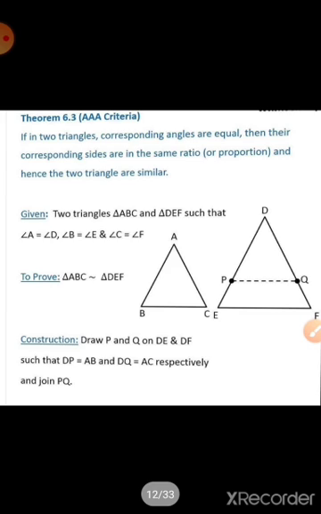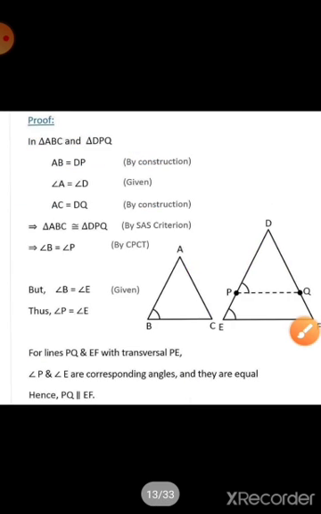To prove that, let us draw a line PQ in triangle DEF such that AB is equal to DP and AC is equal to DQ. So these two lengths are equal and these two lengths are equal. Now if you observe these two triangles ABC and DPQ, AB is equal to DP from our construction, angle A is equal to angle D as given in the question, and AC is equal to DQ, also from our construction. So by SAS congruency, triangle ABC is congruent to triangle DPQ. By CPCT, angle B is equal to angle P.